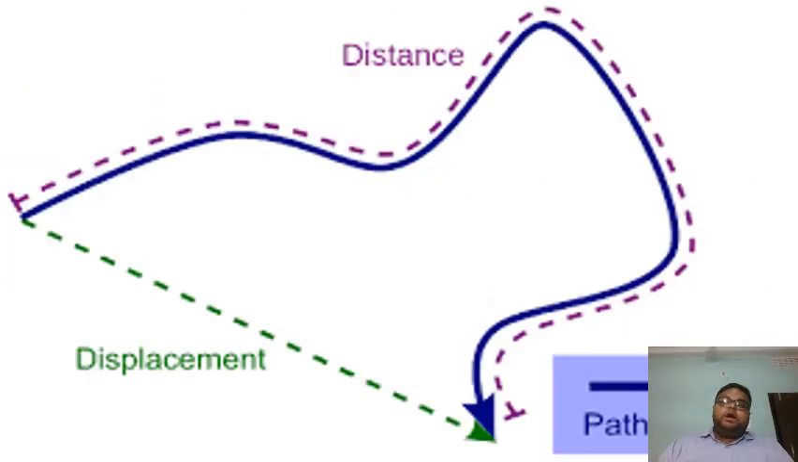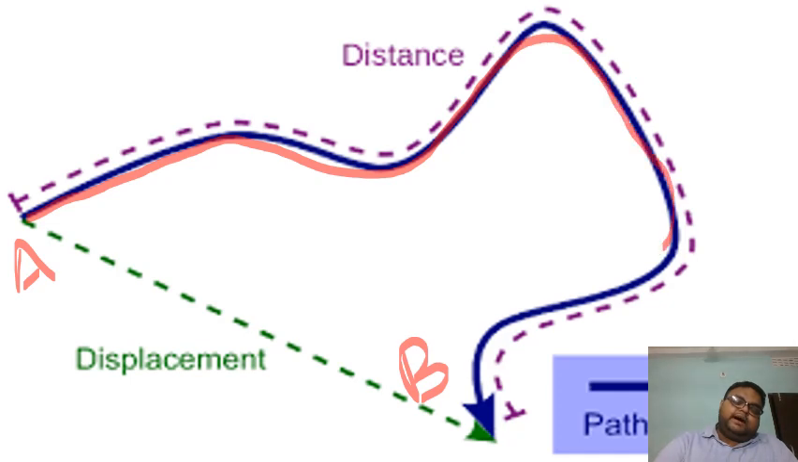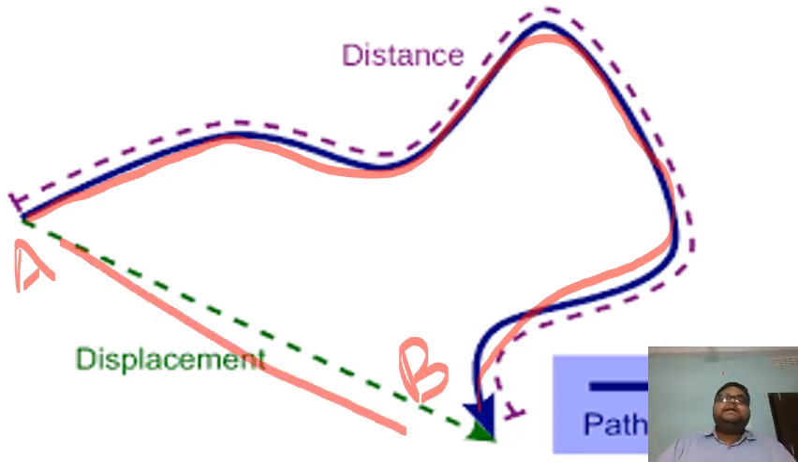So now let's see about distance and displacement. You see, let's mark this point as A and this point as B. To reach B from A, we can take this path, a long path, and reach B. So that can be the distance, but the displacement is always the shortest path. The shortest path between A and B is the displacement. Okay, students?